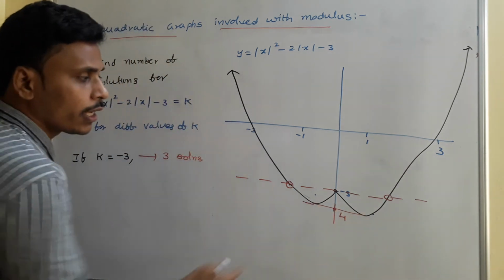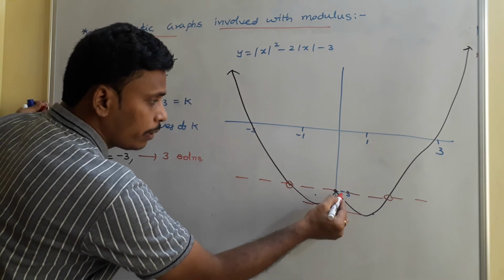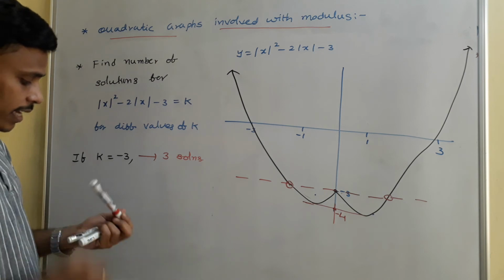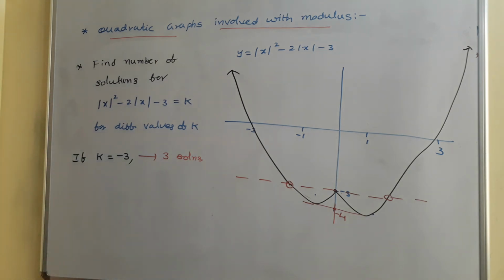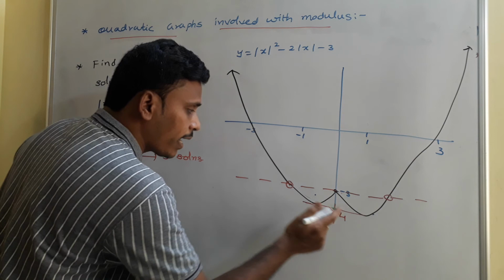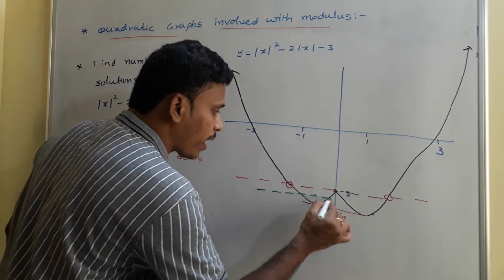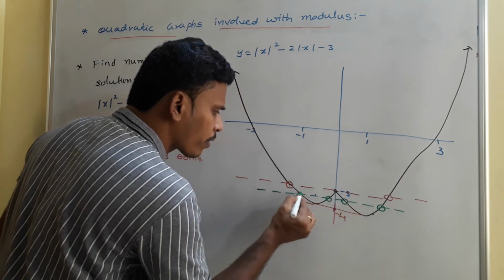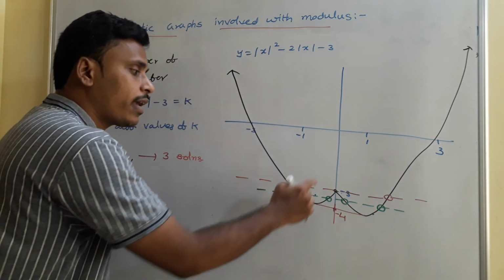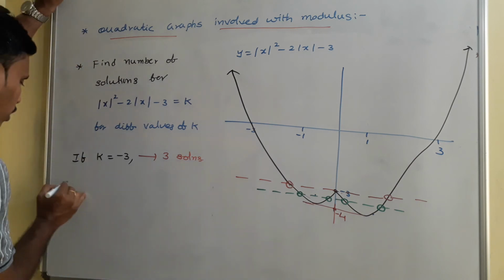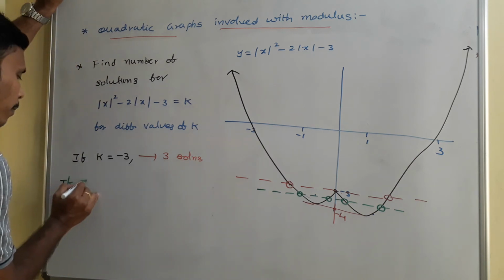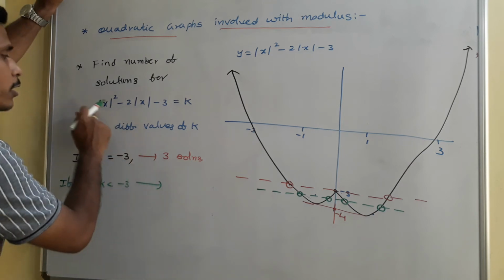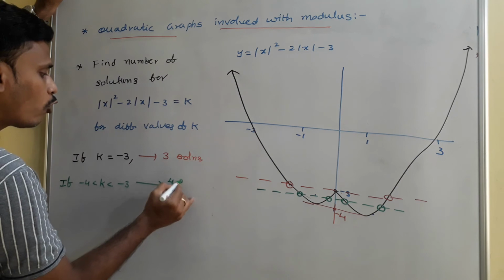And now, see, we know this particular point is minus 4. In between this minus 3 and minus 4, if I sketch a line parallel to the x-axis, that line will intersect the graph at how many points? You just observe it. 4 points, right? So for any k in between minus 4 and minus 3, that is, if minus 4 less than k less than minus 3, this particular problem will have 4 solutions.